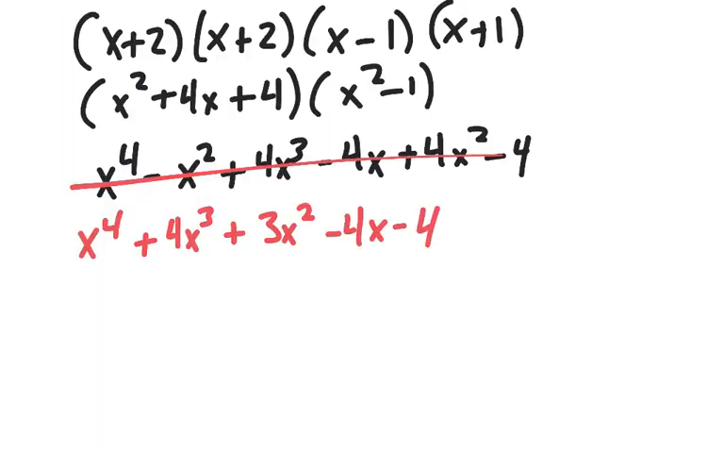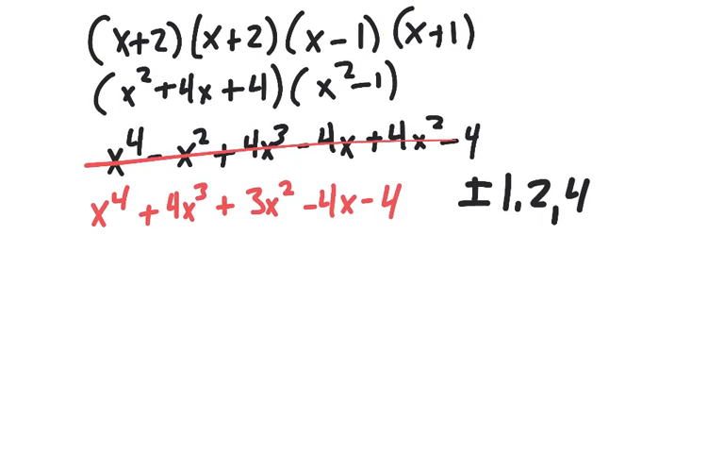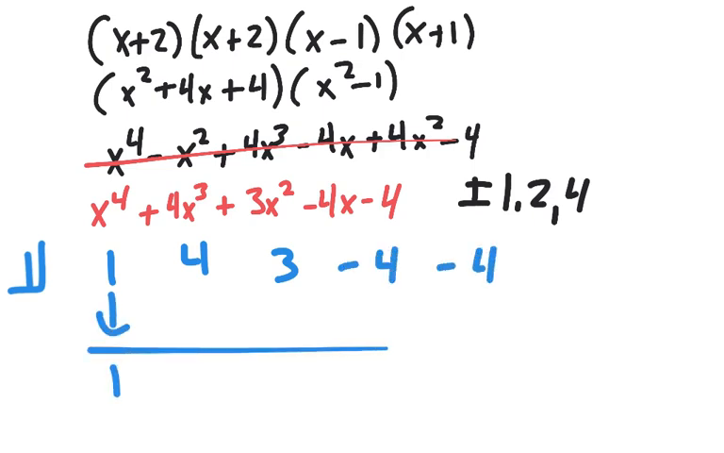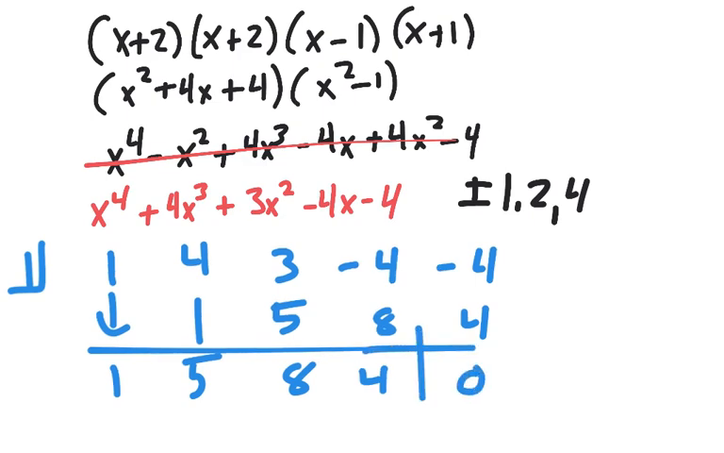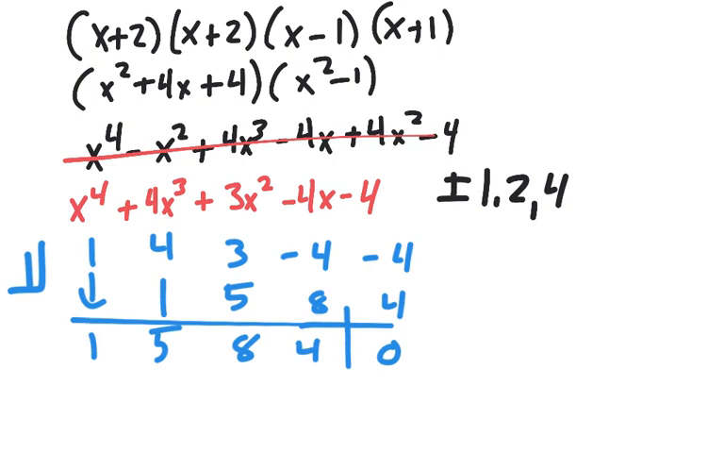What are the possibilities? Plus or minus 1, 2, and 4. Right? So, I would start with trying 1. So it's going to be 1, 4, 3, -4, -4. Bring down the 1. 1 times 1 is 1. 5, 5, 8, 8, 4, 4, 0. So that means 1 works.